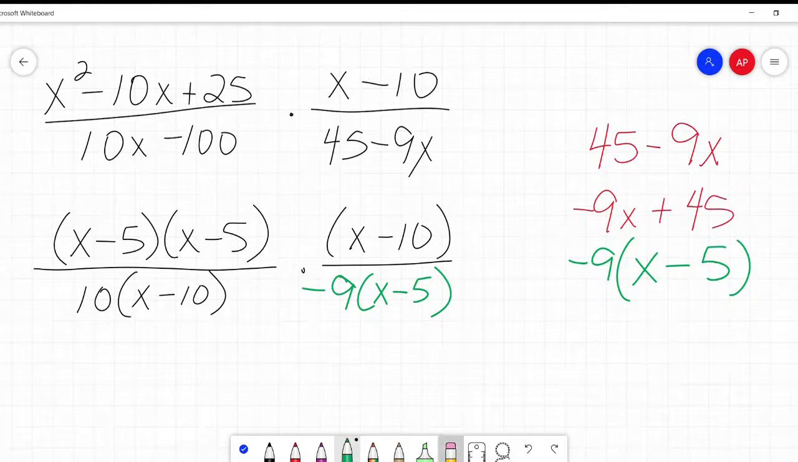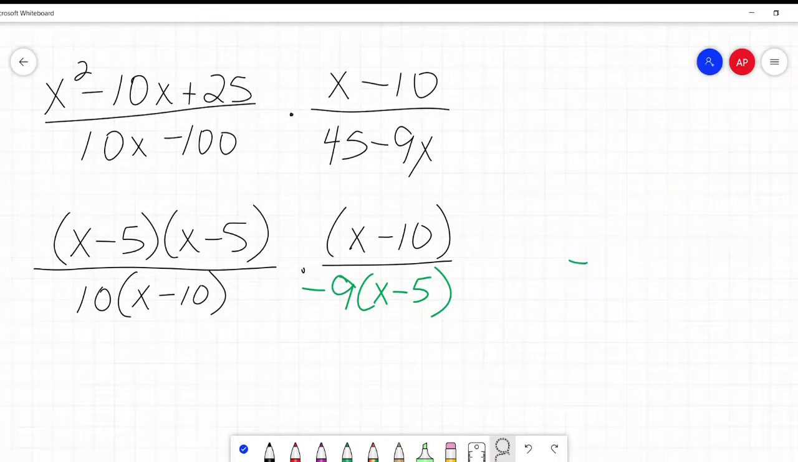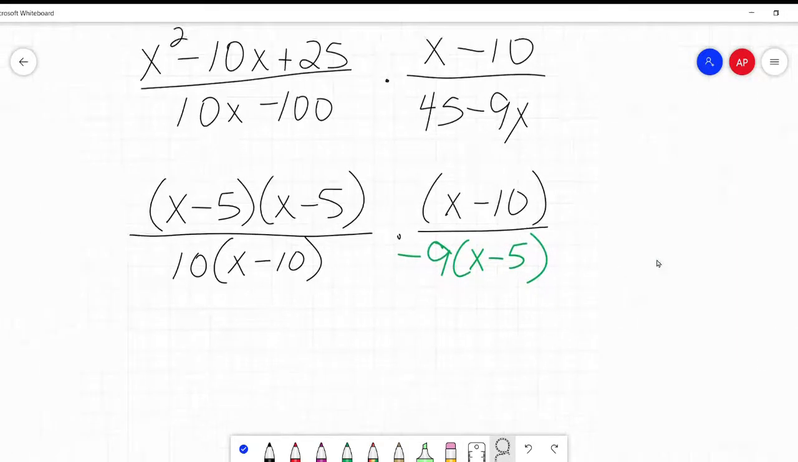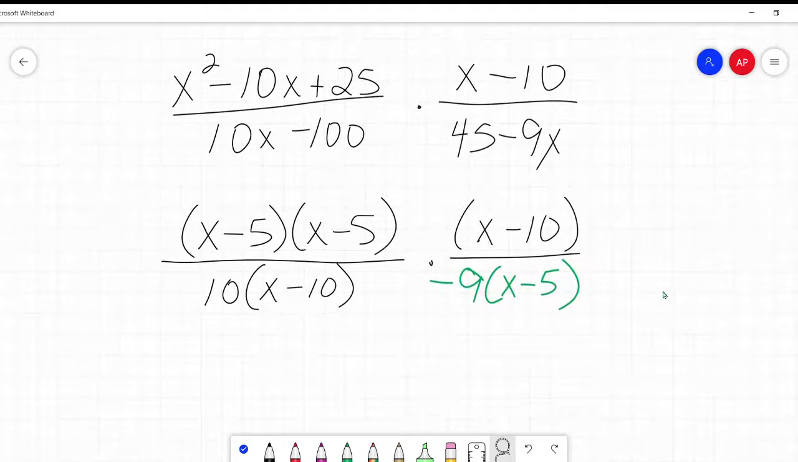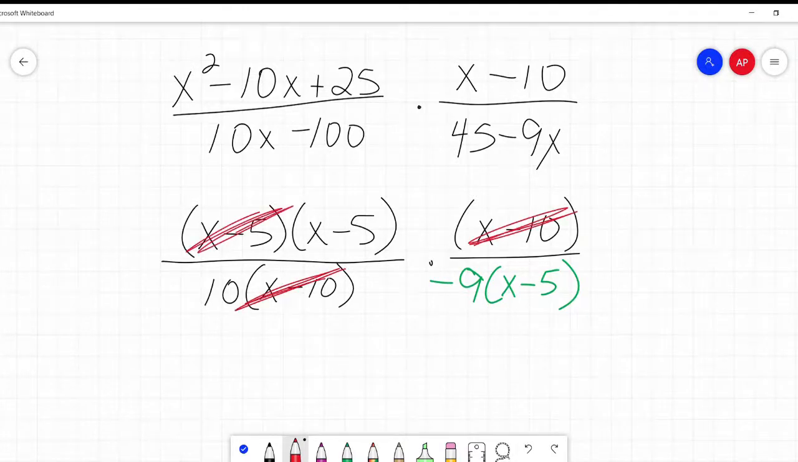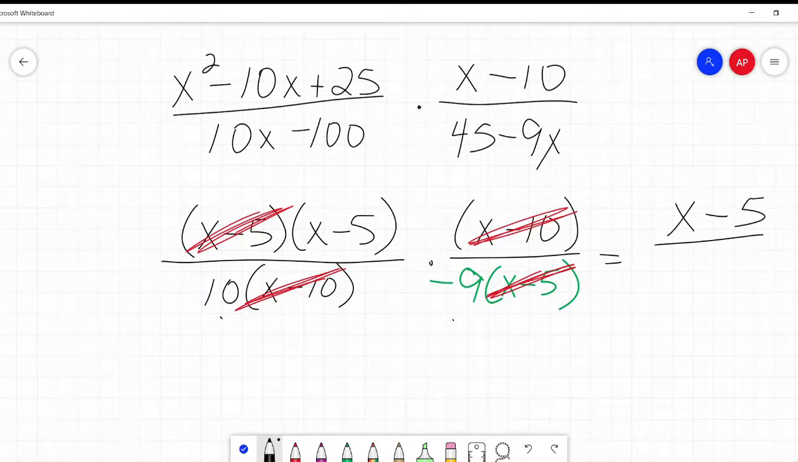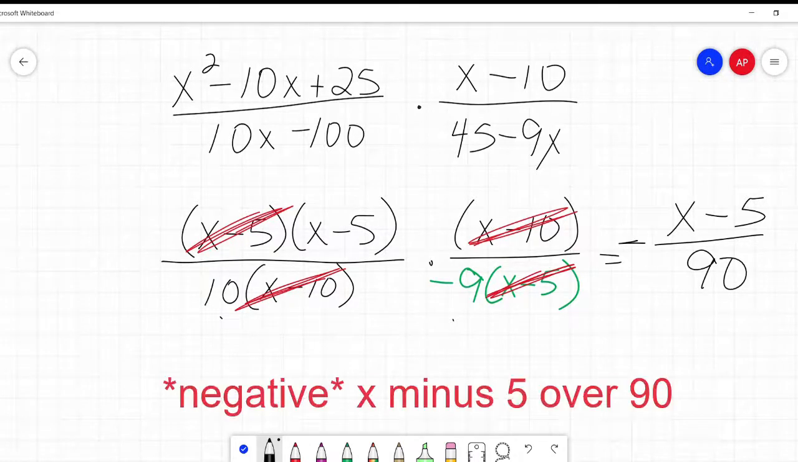If there's a negative in front of that x, pull out the negative with that number. Okay, and now we are in cancel time, where we just cancel things. There's an x minus 10 on the bottom, x minus 10 on the top, an x minus 5 on the top, an x minus 5 on the bottom. That's everything. So all that I have left on top is x minus 5, and on the bottom I have 10 times negative 9, or negative 90. I'm just going to put the little negative out front. So x minus 5 over 90.